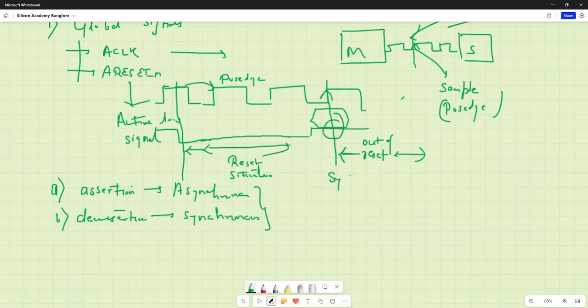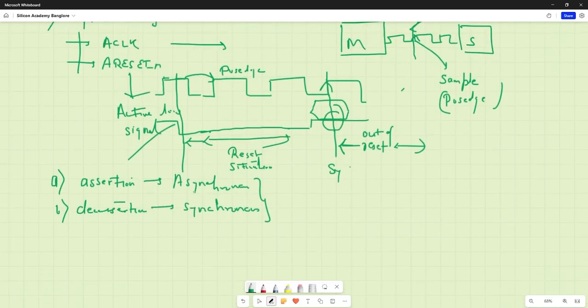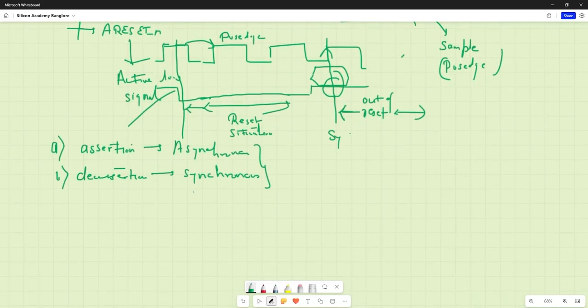Because the deassertion of the signal is synchronous. But when the assertion of the reset happens, this is your reset signal. When the assertion of this reset happens, it gets into the reset immediately after the reset is asserted. Hope we understand this point.